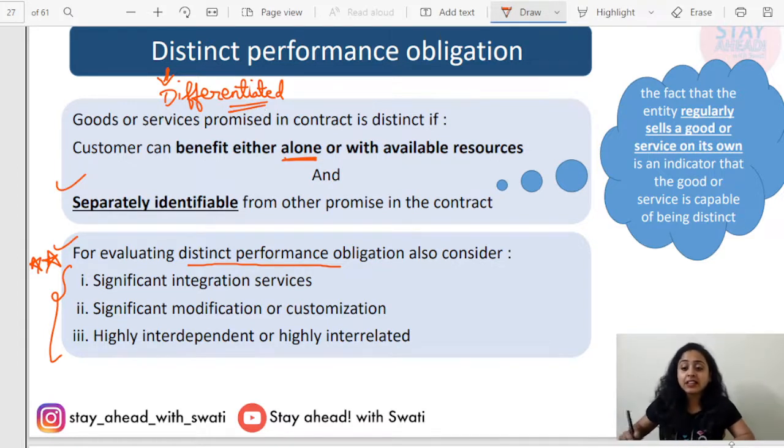The fact that the entity regularly sells a particular good or service on its own, without any other use, shows that the particular good or service is distinct on its own, because it has the capacity to be used on its own. Therefore, the entity is successful in selling a particular good or service without any dependence.